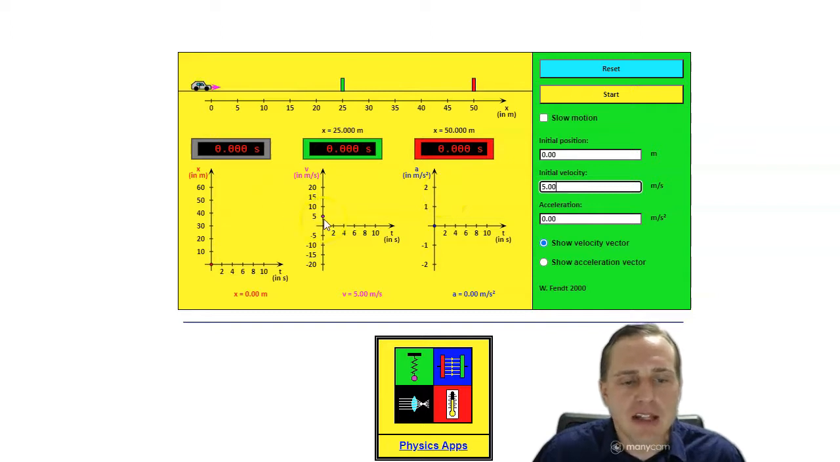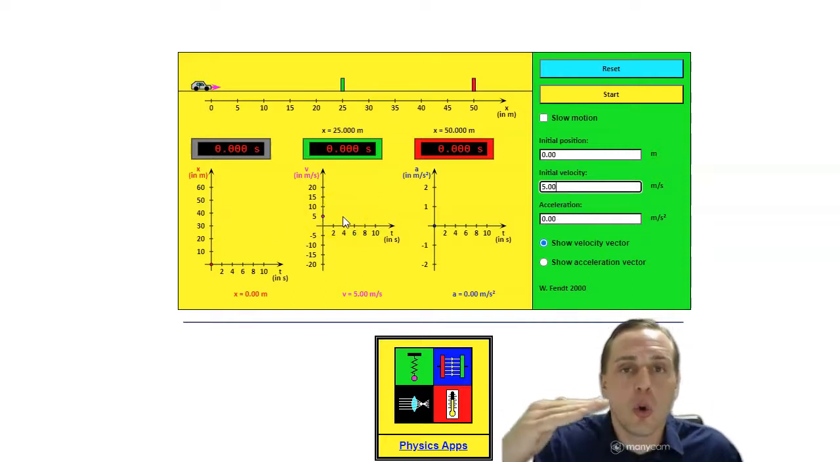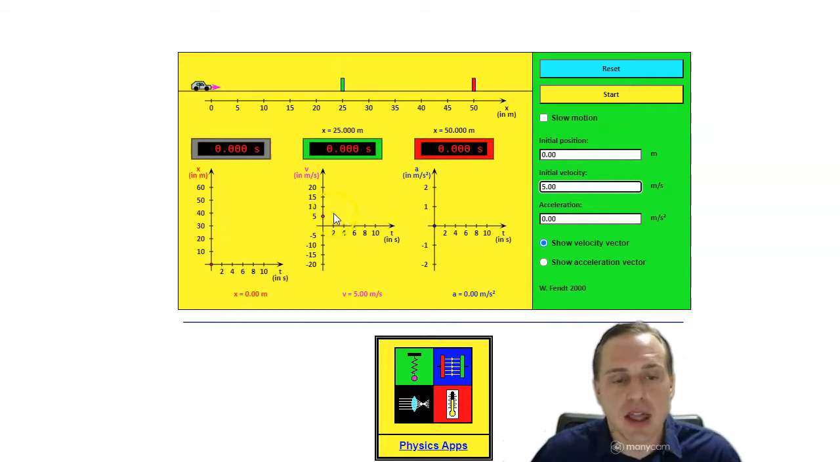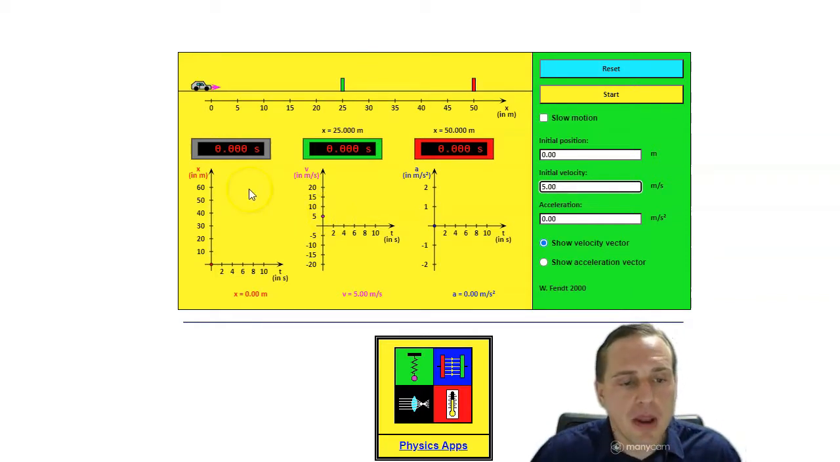The velocity should be up here at 5 meters per second, and that should just be a nice constant function, a horizontal line at 5 meters per second. That is an unchanging constant velocity. But how about the position versus time? I think it's going to be a constantly sloping upward line.